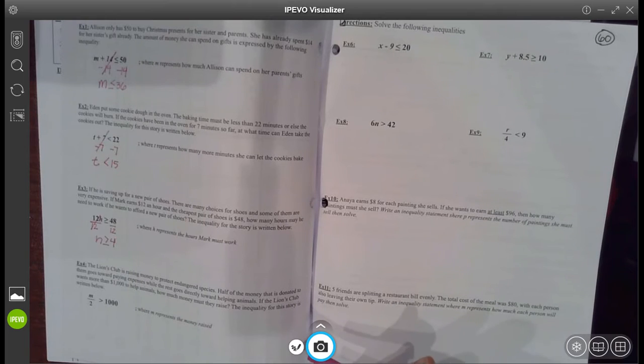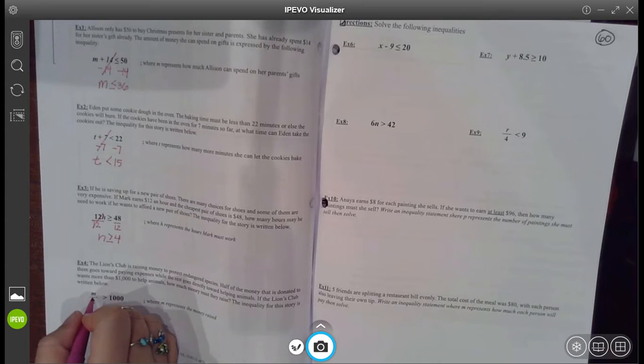Okay, finally, the last one says, the Lions Club is raising money to protect endangered species. Half of the money that is donated to them goes towards paying expenses, while the rest goes directly towards helping the animals. If the Lions Club wants more than 1,000 to help animals, how much money must they raise? Okay, so however much money they get, they only get to actually put half of that towards donations because the other half needs to go to expenses.